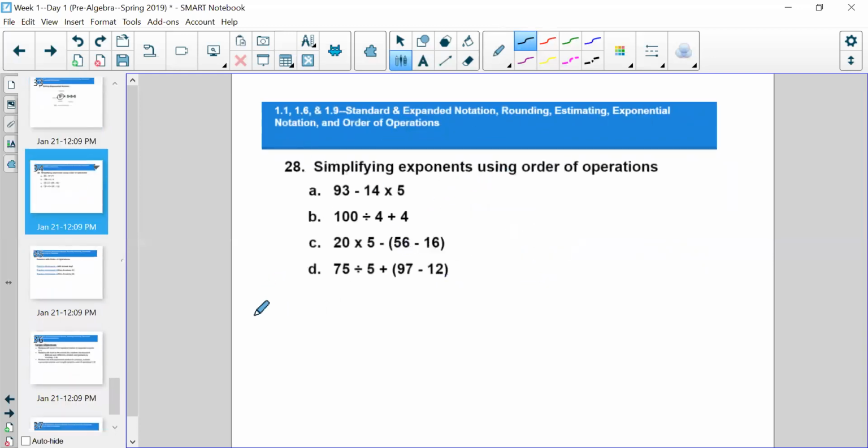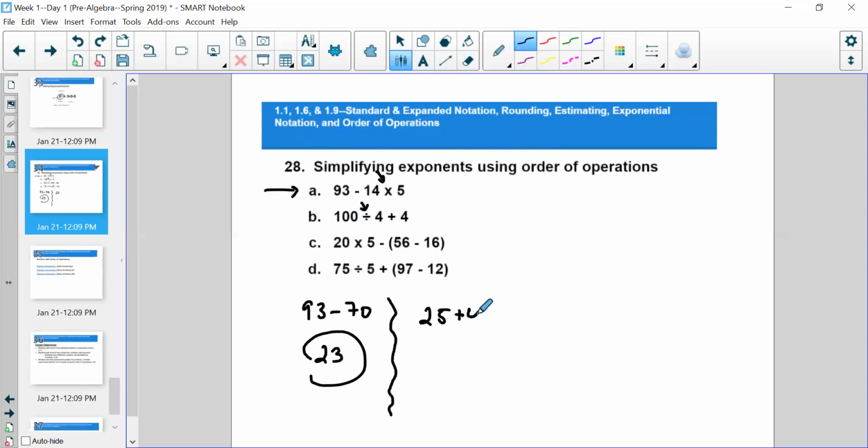So let's look at a few of these with order of operations. I'm looking at A, I'm looking left to right, I see subtraction and then multiplication. So I'm going to do the multiplication first. So 93 take away 14 times 5, that's going to be 50 and 20, that'll be 70. 93 minus 70 is 23. So that's the answer to A. B, you'd have 100 divided by 4 plus 4. When you scan it left to right, you'll do division first. So 100 divided by 4 is 25, and then 25 plus 4, you'll get 29.